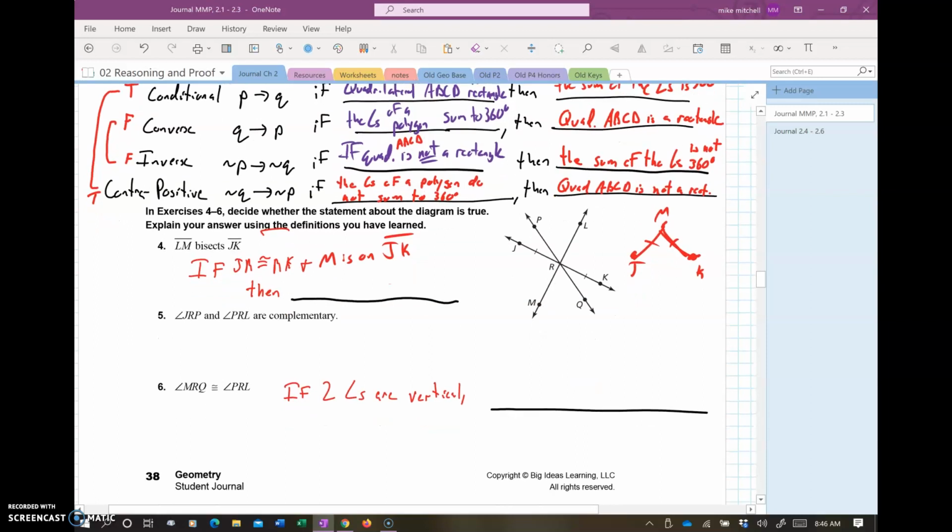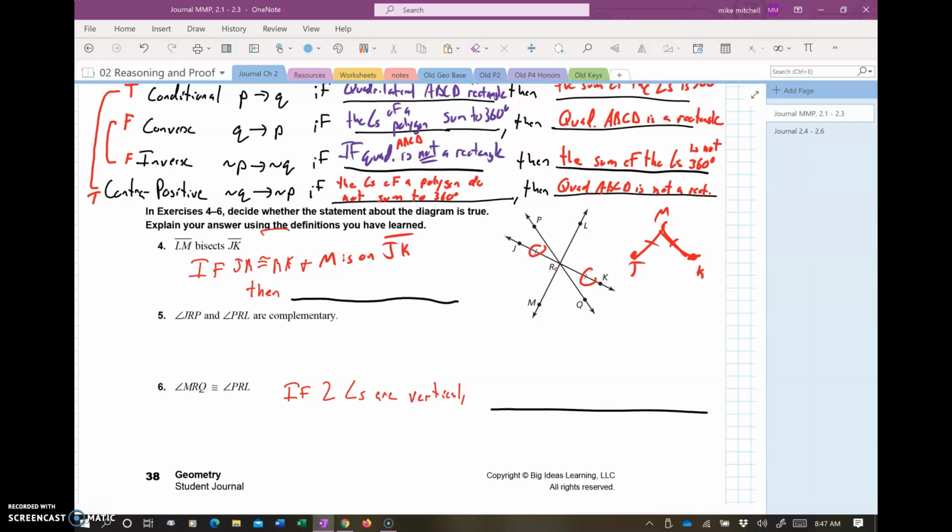Exercises 4 to 6. Decide whether the statement about the diagram is true or false. Explain your answer using definitions you have learned. So they're saying LM bisects JK. So here's JK. I can see this is bisected because I have these congruent marks. That makes R the midpoint. And LM would be a bisector, so that's true.